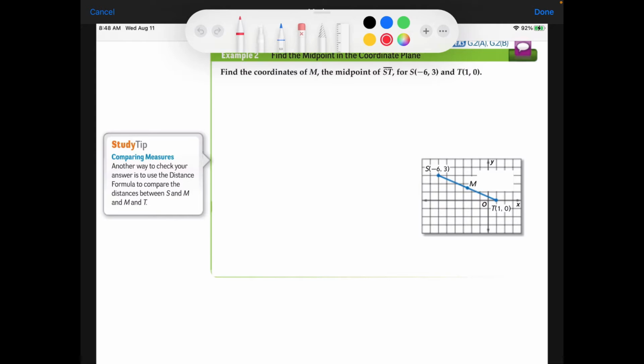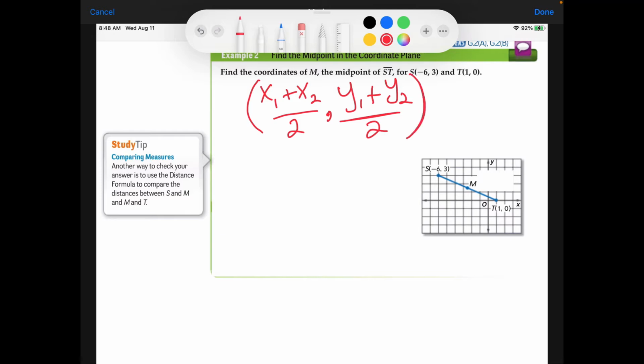So let's go ahead and do an example. It says here, find the coordinates of M, the midpoint of line segment ST, for S being found at (-6, 3), and point T being found at (1, 0). So remember, our formula is to find the average of our x values, and then we have to find the average of our y values. That's the formula. So first thing we need to do is label our points.